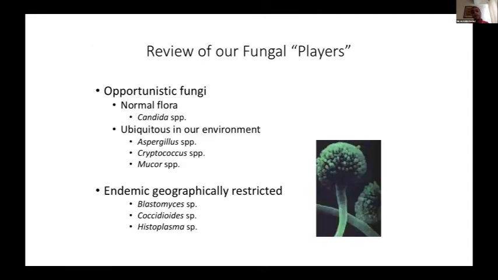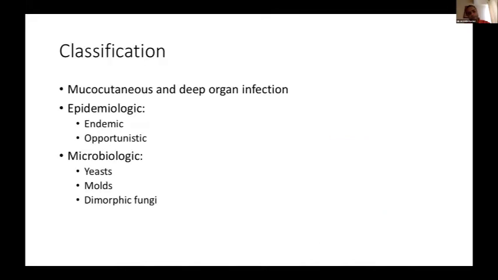So if you look at our fungal players, we have our opportunistic fungi, and we can have the normal flora that basically, once you get immunosuppression, can become pathogens like Candida species. Then there are those that are ubiquitous in our environment, like Aspergillus species, the Cryptococcus species, and the Mucor species. There are those that are endemic and geographically restricted, like the Blastomyces, Coccidioides, and the Histoplasma, which are normally found in North America.